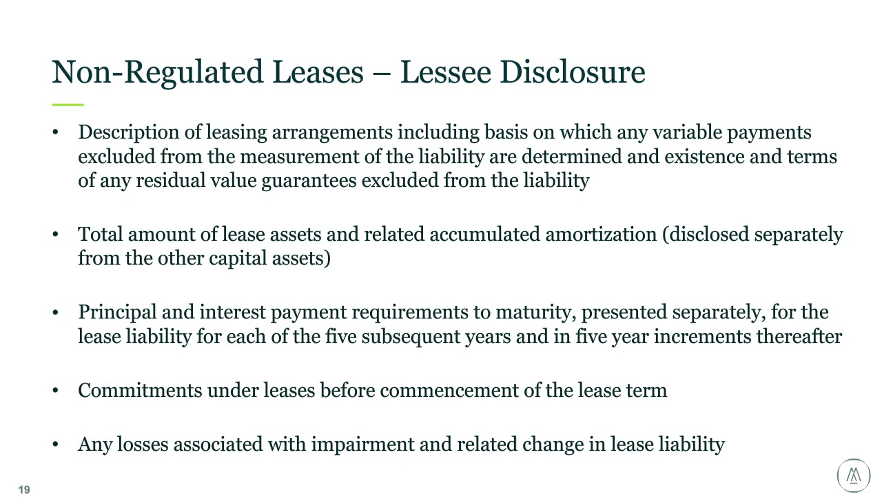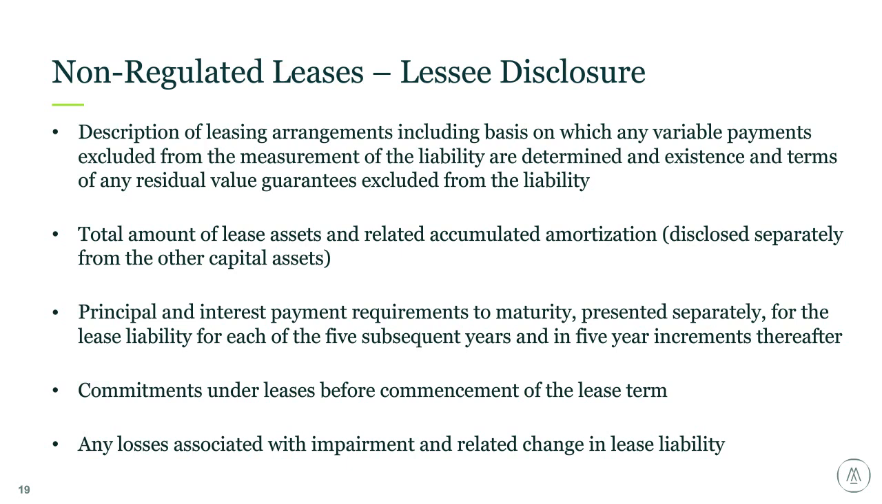You'll also need to disclose the total amount of assets leased and the related accumulated amortization. So this should be separate from the government's other capital assets. In addition, these assets should be separated into major classes. So the easiest way I would think to do this would be to add a separate line item called something like leased assets under each subheading of capital assets. You also need to disclose principal and interest requirements to maturity for each of the 5 years following the reporting period, as well as in 5-year increments after that.